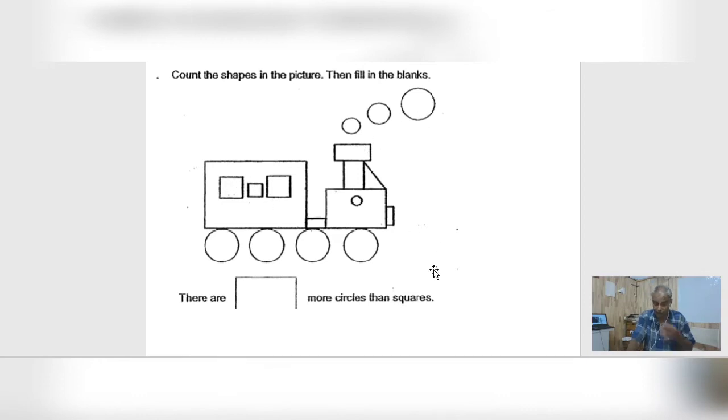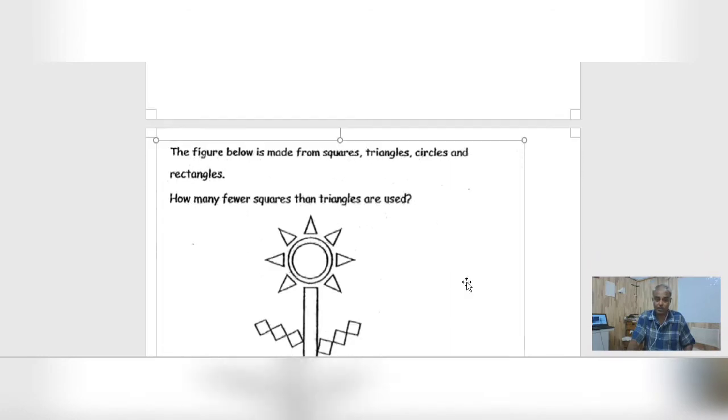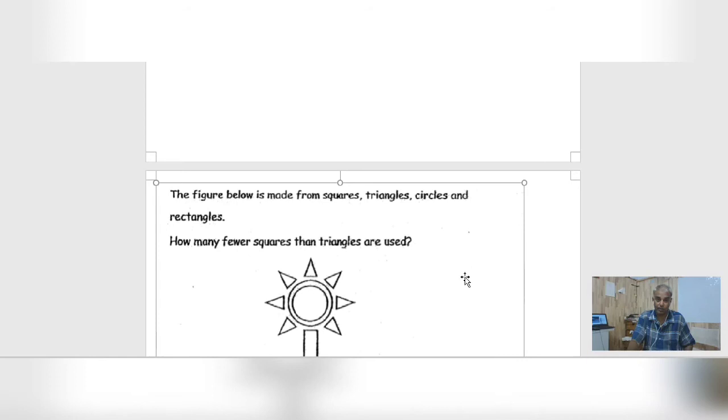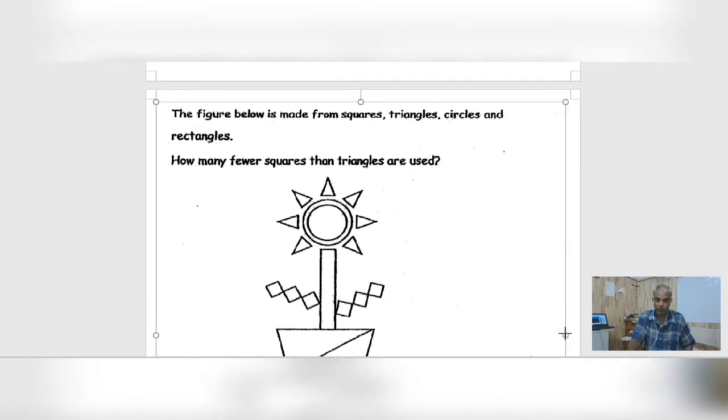So 4 figures are there, 4 shapes are there, you can see here. Alright, let's go to the next question. The figure below is made of squares, triangles, circles and rectangles. Okay, so if I make it a little better one, let's do this one now. Yeah, you can see here. So I make it a further big one.